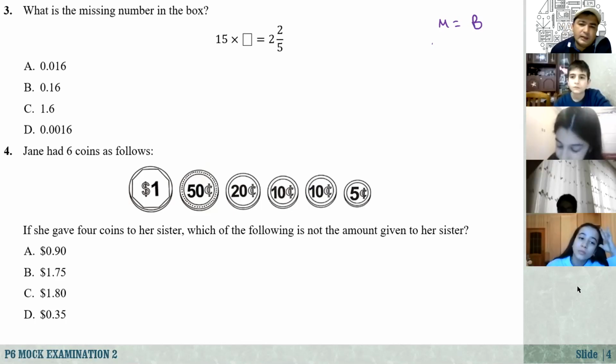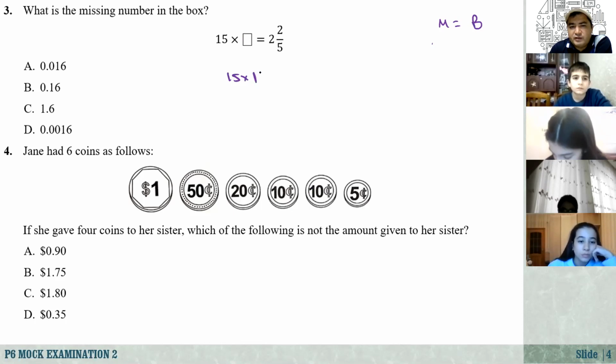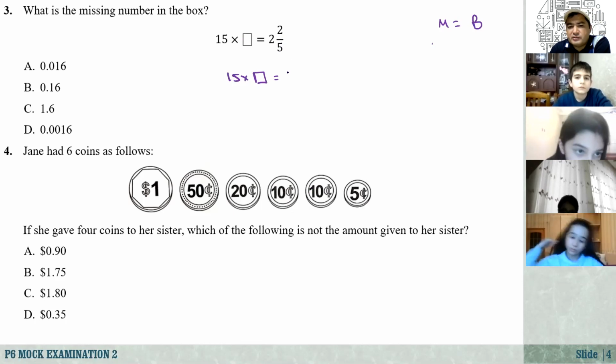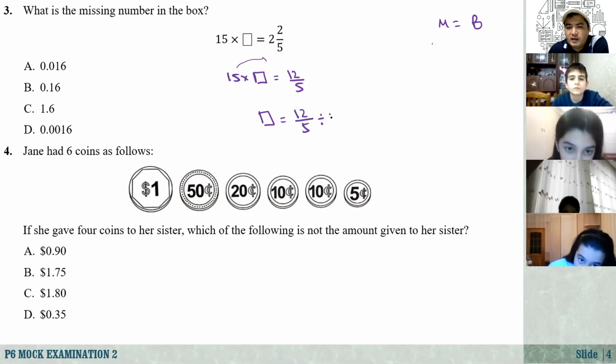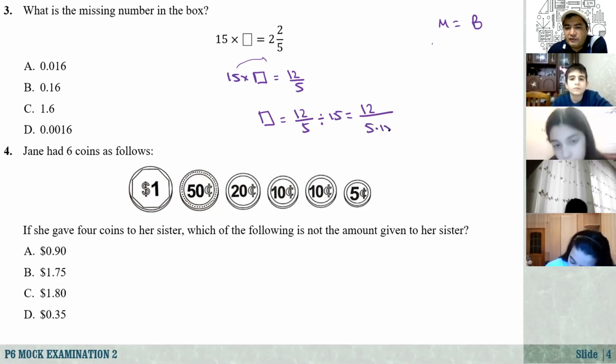Okay, now let's see. So here, 15 times, okay. Here, instead of this box, I can write A. Okay, for now, let me just write box. And 2 over 5 is 2 times 5 is 10. 10 plus 2 is 12, right? It's 12 over 5. Now this 15 is multiplied, so I can take this to the right hand side. It will be divided. So the square is equal to 12 over 5 divided by 15, right? Which is equal to 12 over 5 times 15.